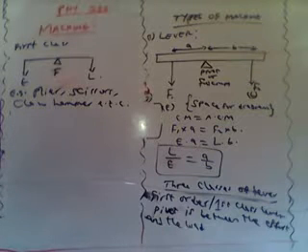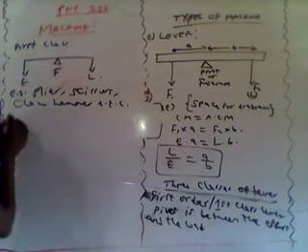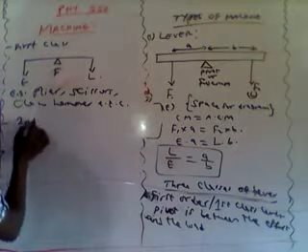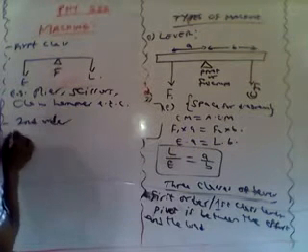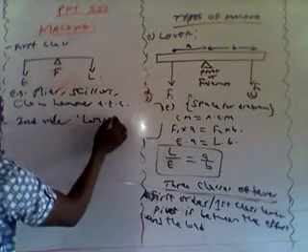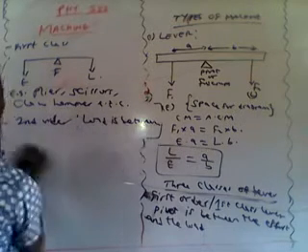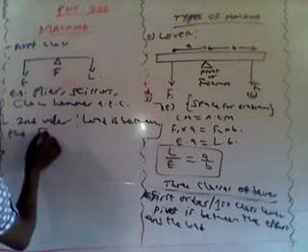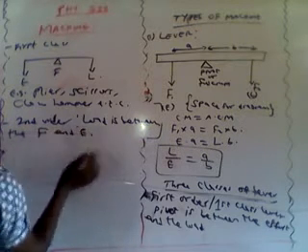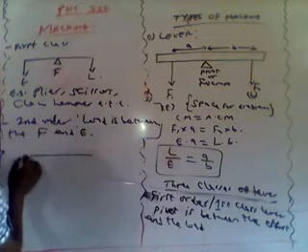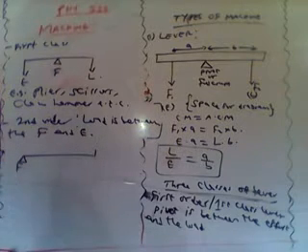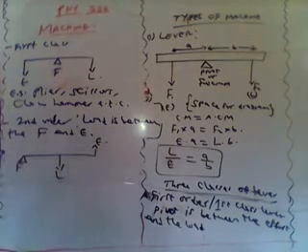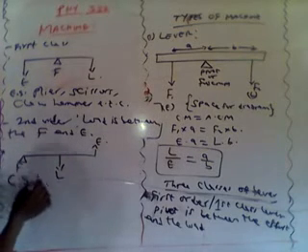So let's go to the second one, the second class lever, the second order. In this case, the load is in between the fulcrum and the effort. What we have is this: I have the fulcrum here, then I have the load, then I have the effort. An example of this is the wheelbarrow.